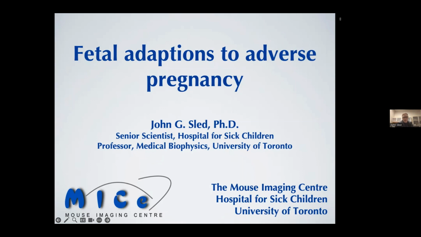Also, at SickKids and elsewhere, there's increasing numbers of interventions that are in various stages of experimental trials. And as you might imagine, there's a lot of anxiety about experimentation on pregnant women. And so that's one of the reasons that I've been interested in whether we can use model organisms, and specifically mice, to learn about the physiology.